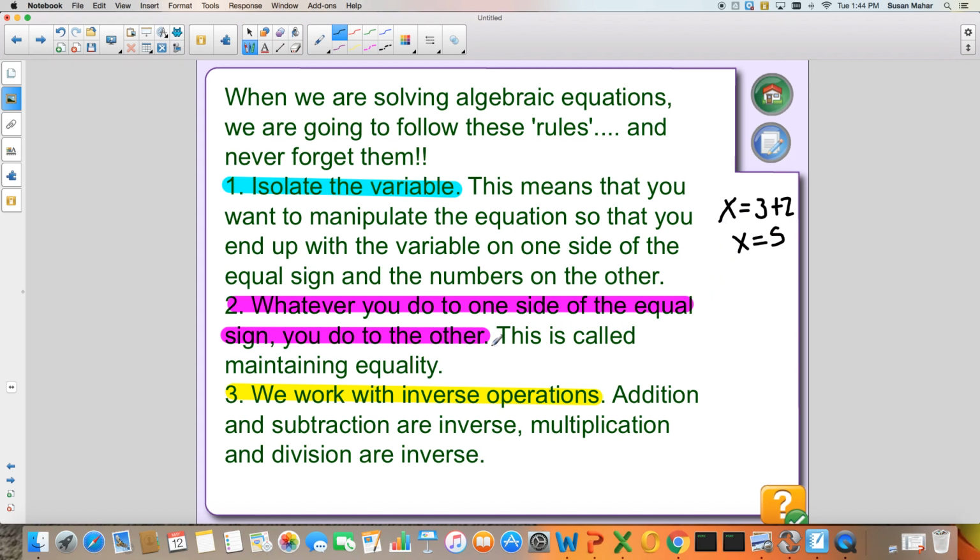Okay? How are we going to do this? How are we going to isolate this variable? We're going to use two things. One, the first rule, whatever you do to one side of the equal sign, you do to the other. This is called maintaining equality, and it will keep your equation balanced.